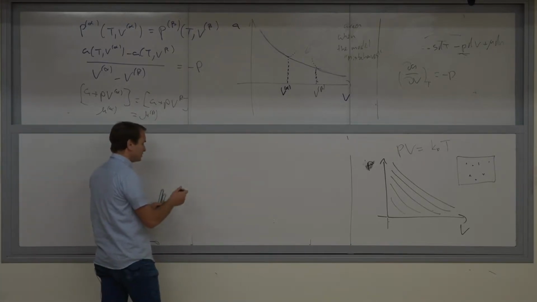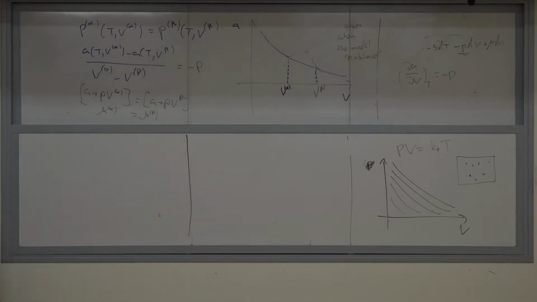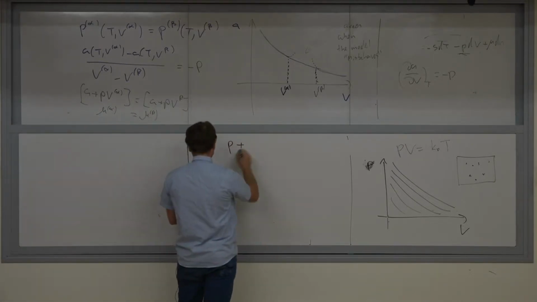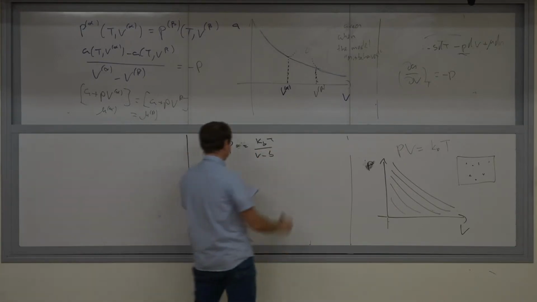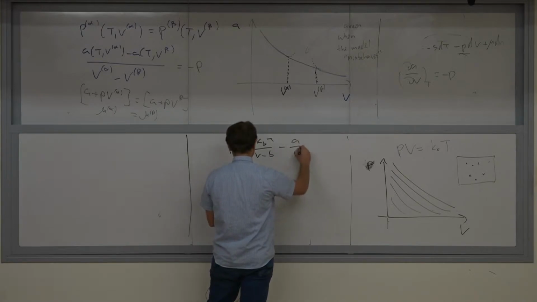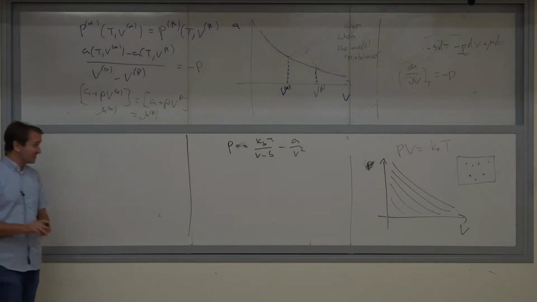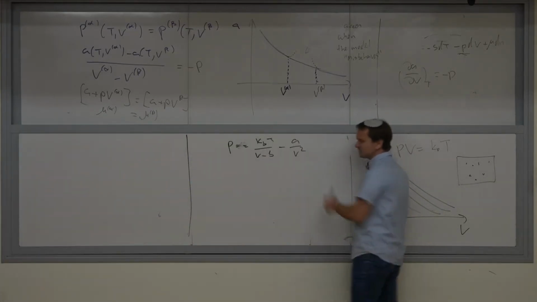Van der Waals proposed a different model. The model of van der Waals went as P equals k_B T divided by V minus b, minus a divided by V squared. a and b are constants. k_B T is the temperature or energy, and V is the specific volume.